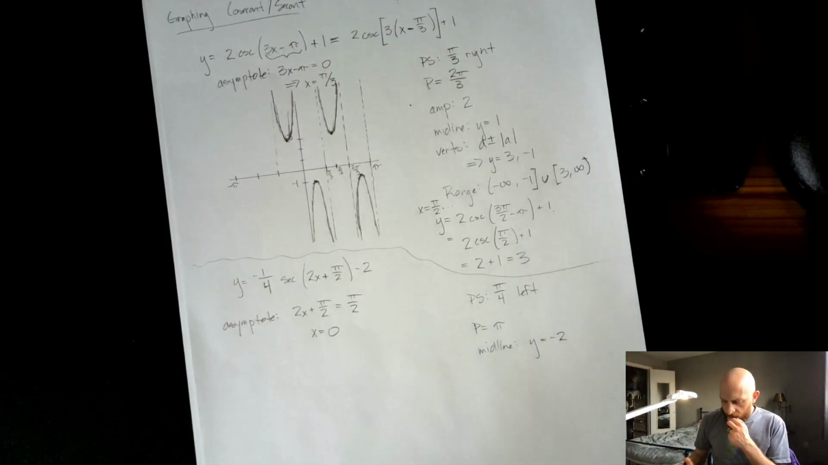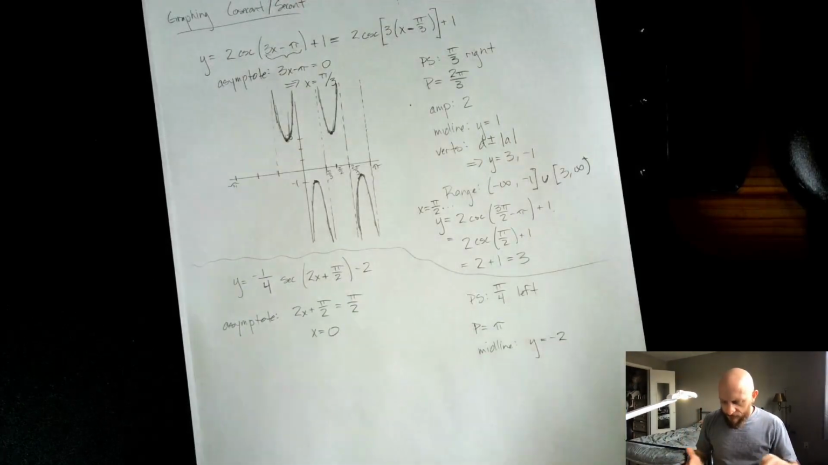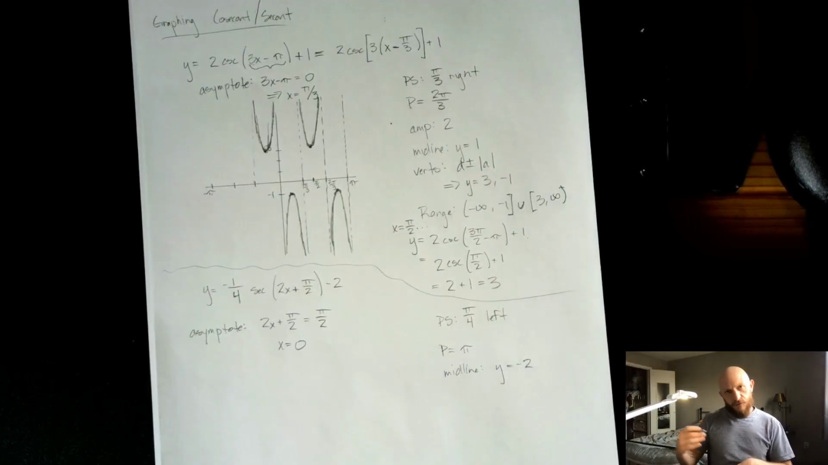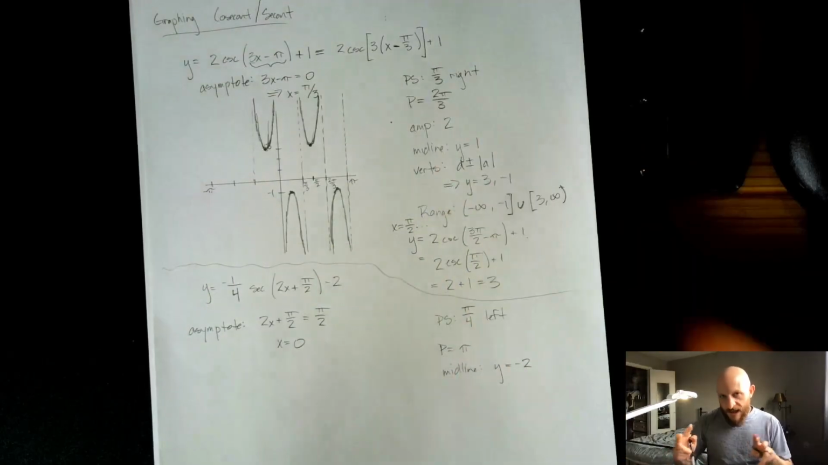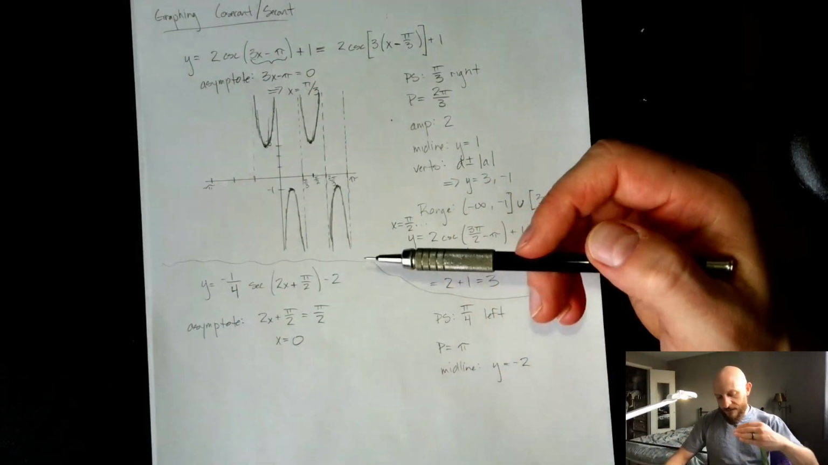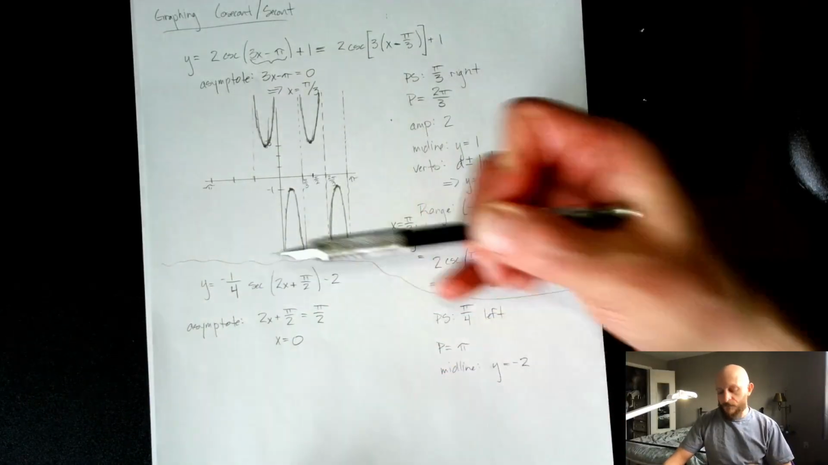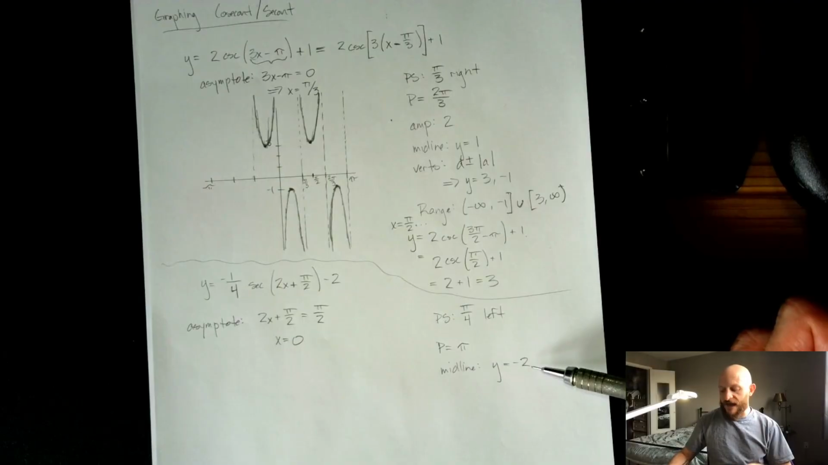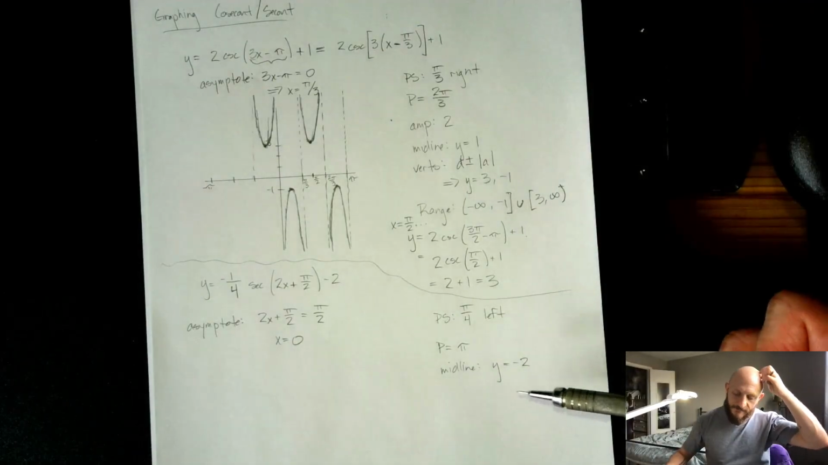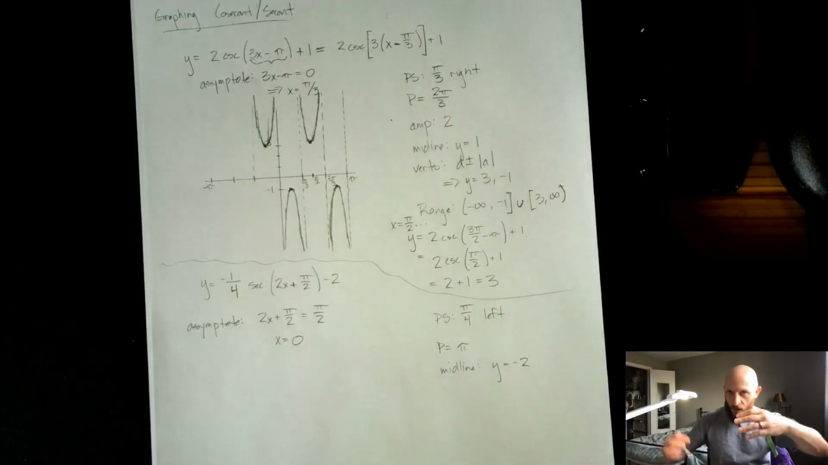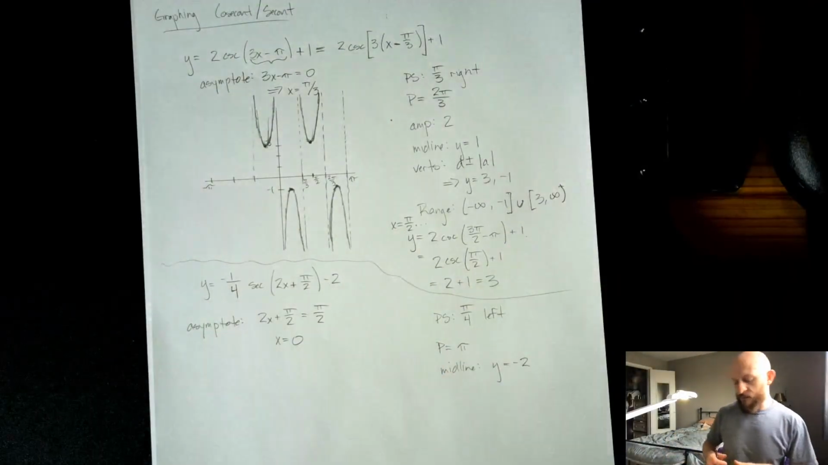All right, and just thinking ahead for making my graph, the midline is at -2. The amplitude, or the distance from the midline to the vertices, is a distance of 1/4. So there are going to be vertices at -1.75 and -2.25.